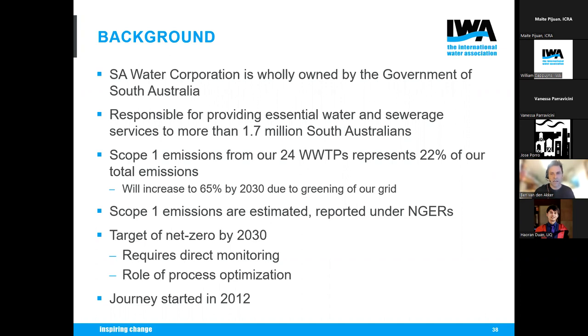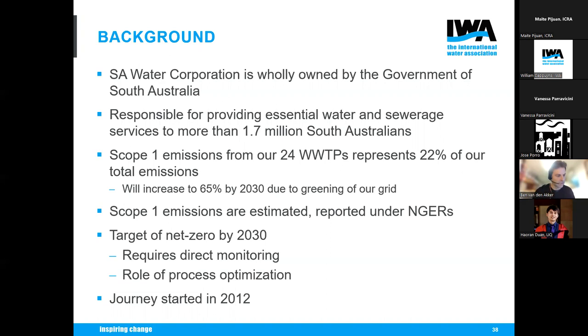These emissions are currently estimated, and we report these under a national greenhouse and energy reporting scheme. We have a target of net zero by 2030. To achieve this target, it will require direct monitoring to understand what our true emissions are. Direct monitoring will also be required if we want to explore the role that process optimization will play in reducing our scope one emissions.